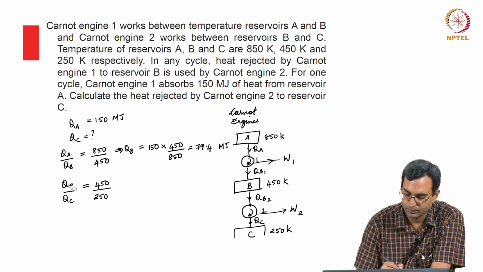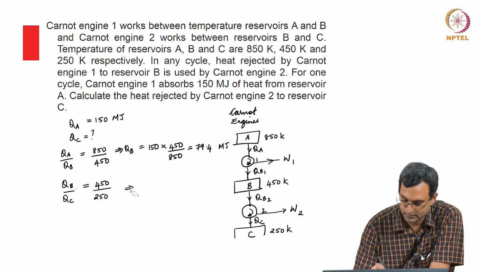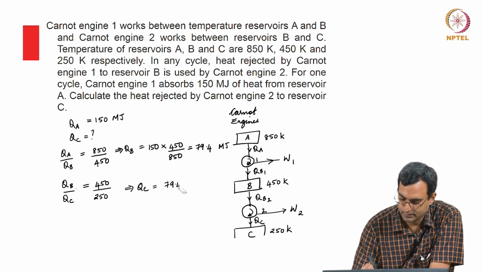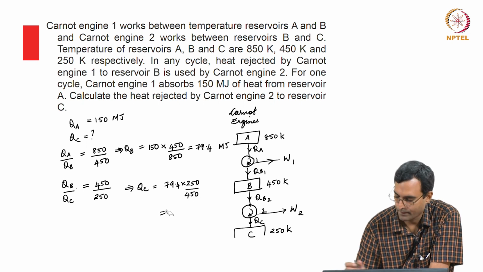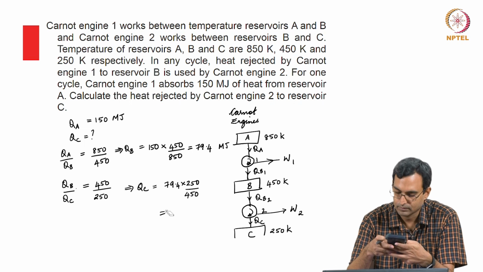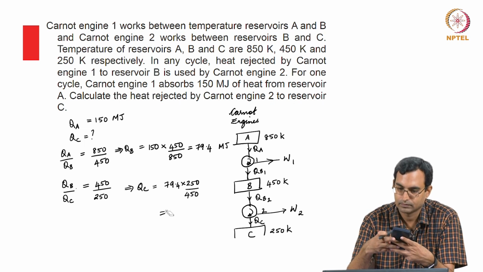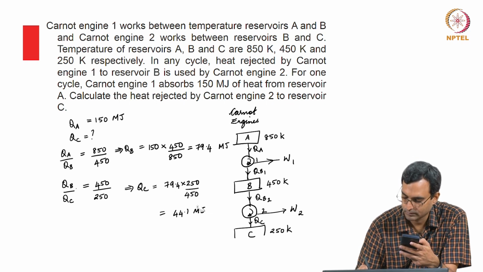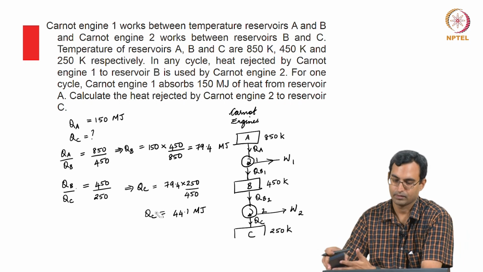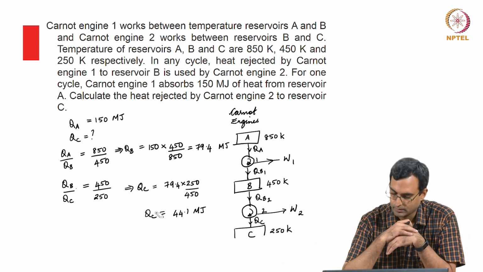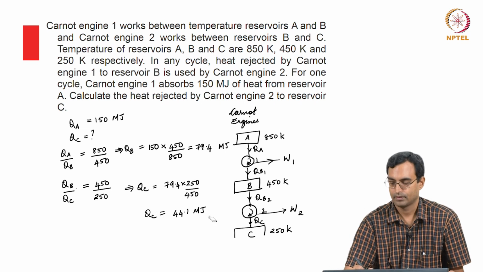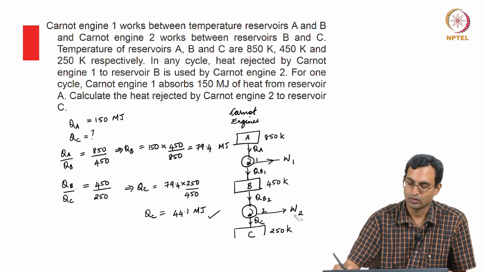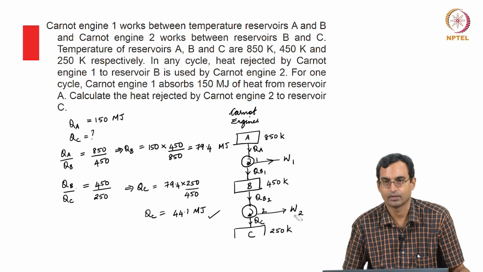So now I know the value of QB, I want QC. QC is QB into 250 by 450, which is about 44.1 megajoule. Yeah, so that's the value we are looking for. So this is the value. Of course, we could also find out work done by each engine and so on, but it's not asked for in this problem.